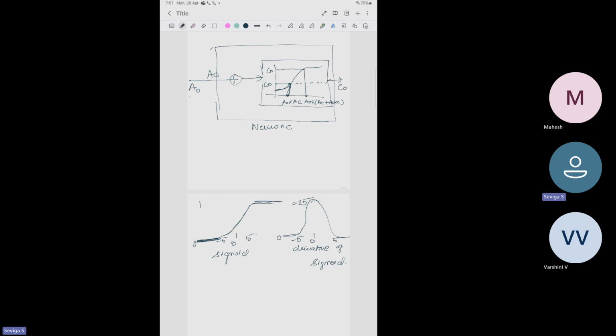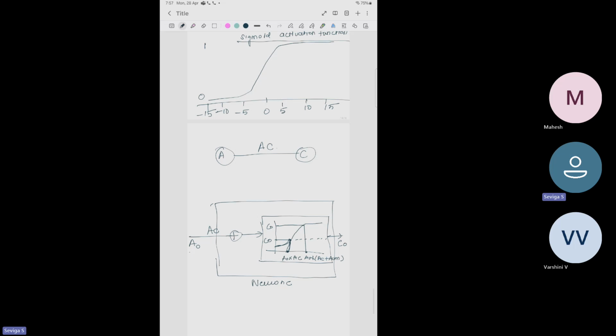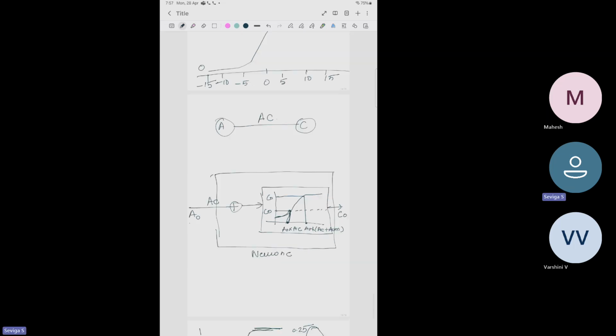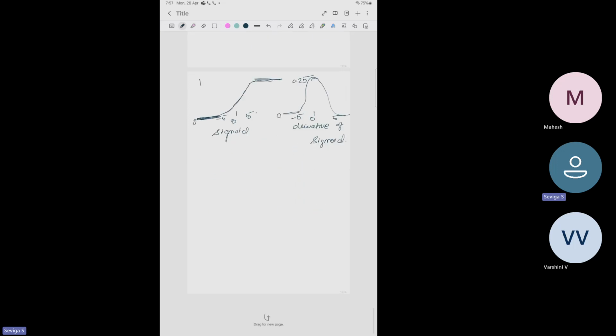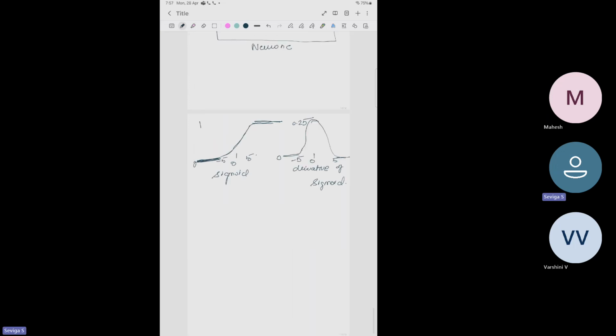So how do we incorporate this into our activation function? We saw what happens in the activation function during the forward pass. During the backward pass, how this activation function is involved, I will show in a minute.